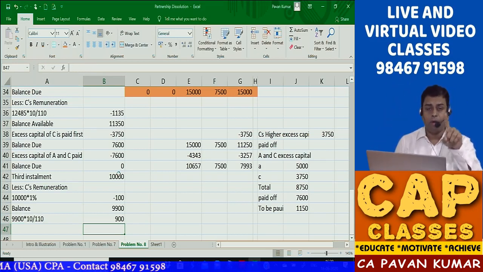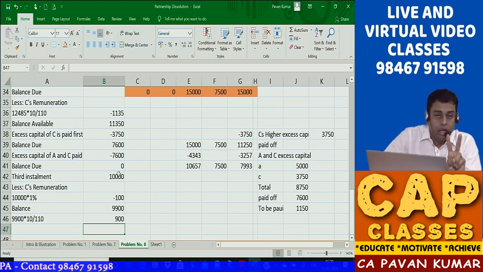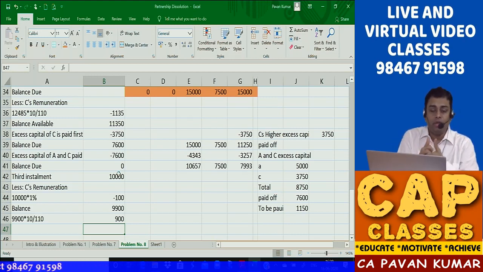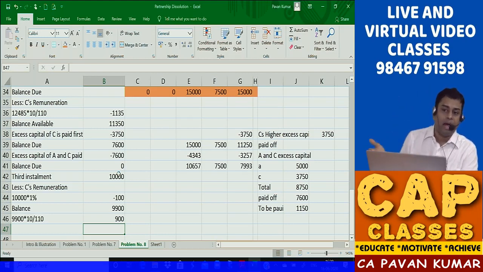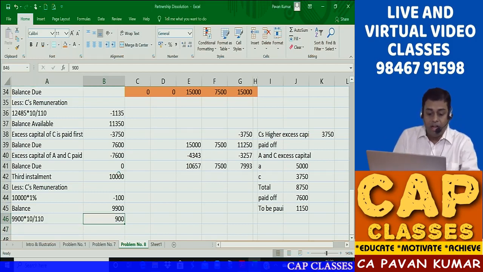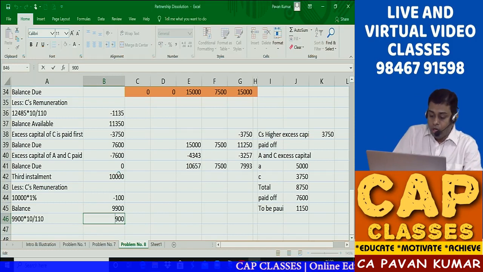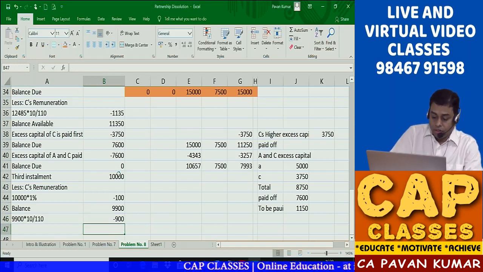So as per the problem, C will have two types of remuneration. One remuneration is whenever you realize any asset, on that you get 1%. Second one is whenever you are distributing money as capital to partners, on that you get 10%. So you have given 900 rupees to him. So what is the amount you have? 9,000.